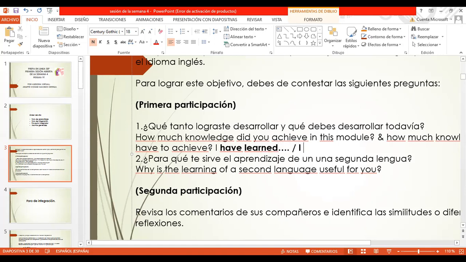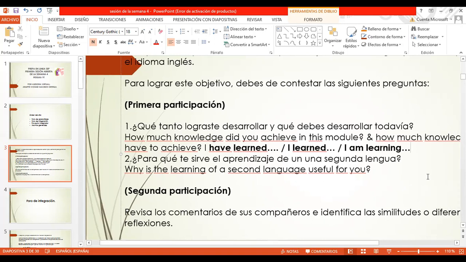Or you can also use, I learned in past simple. ¿Qué aprendiste? Well, I learned. O presente continuo, I am learning. Estoy aprendiendo. And how much knowledge do you still have to achieve?